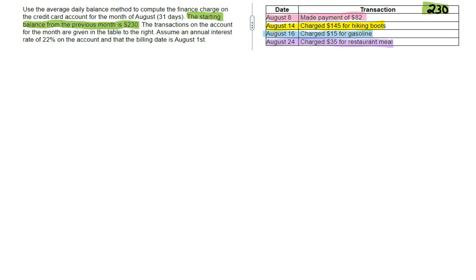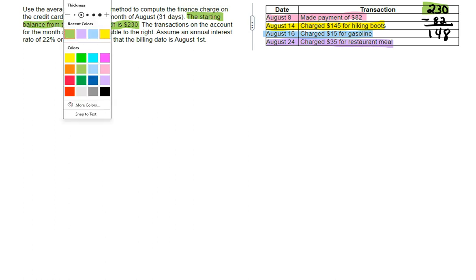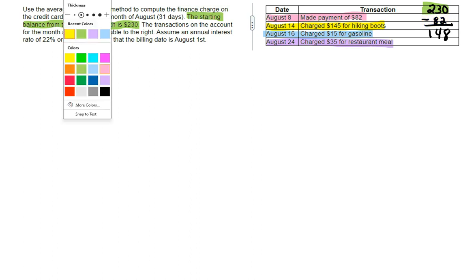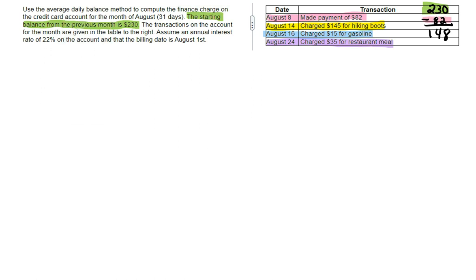Then in pink, we made a payment of $82. If you send in money, it's going to bring your balance down by $82. So that's going to bring me to $148. So all of that is the yellow. In pink, I made a payment of $82, and that brought me down to this balance.